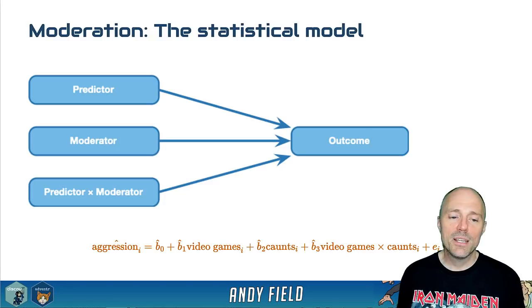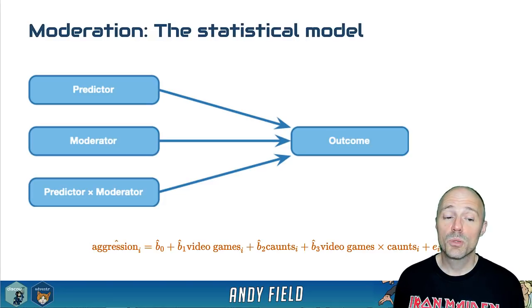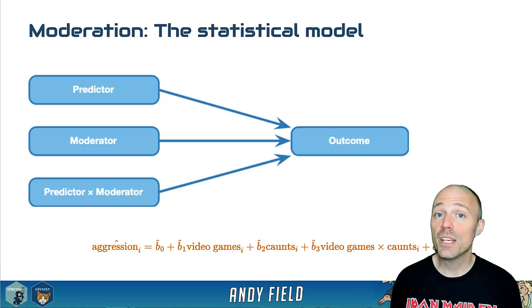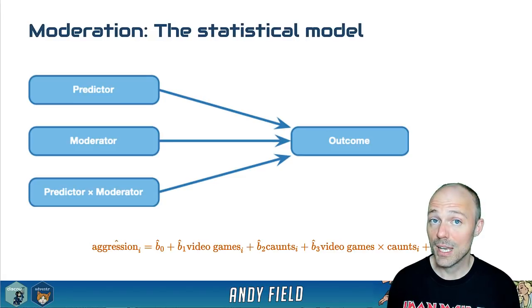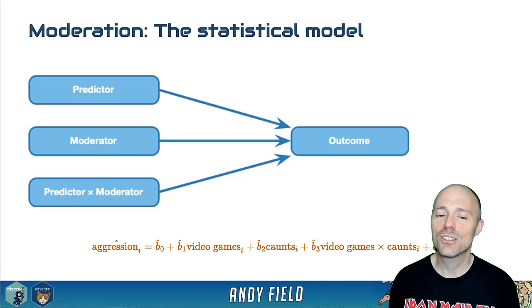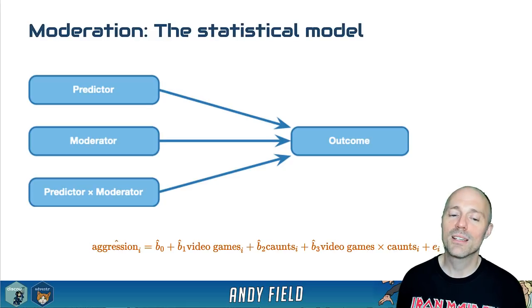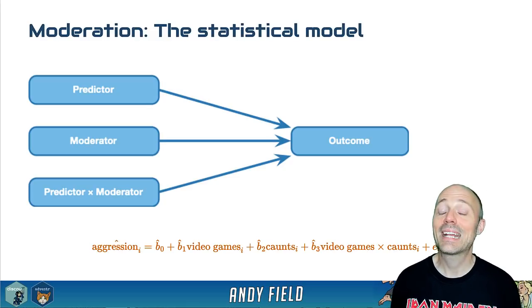So in terms of what the linear model would look like in this particular example to do with video gaming, we'd be predicting aggression from an intercept, beta 0. We'd have the hours playing video games per week, with a beta, a parameter, attached to it. We'd have the measure of callous unemotional traits with a beta attached to it. We'd also have this interaction term: the video game variable multiplied by the callous unemotional trait variable, and again that would have its own parameter, its own beta. So we've got 3 predictors in the model: predictor, moderator, and their interaction.